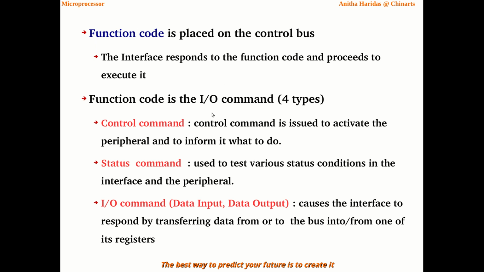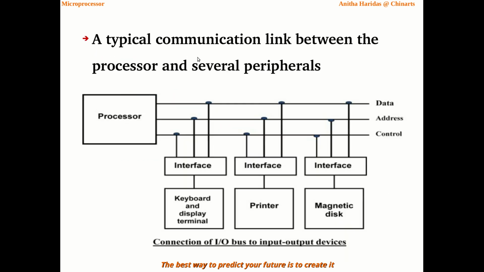So these are the four types of function code which can be placed on the control bus. The processor can place these four different function commands on this control bus. So what will the processor do? Suppose the processor wants to read some data from the keyboard, it will give the address of the keyboard in the address bus. It will specify an input command on the keyboard, on the control bus. Then the interface will be receiving the control instruction as well as the address. It will decode the instruction.